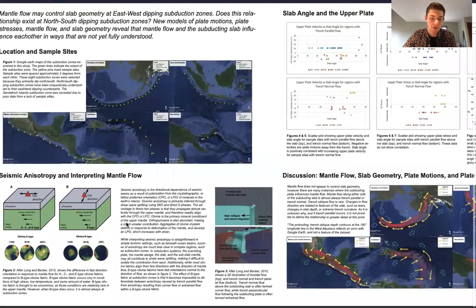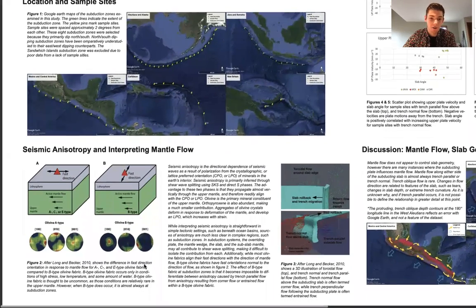So the way that mantle flow is measured is using seismic anisotropy. Seismic anisotropy is the polarization of seismic waves with the crystal or lattice preferred orientation of minerals. In this case, we're looking at the upper mantle because that's where the subducting slabs predominantly are, and the upper mantle is mostly olivine.